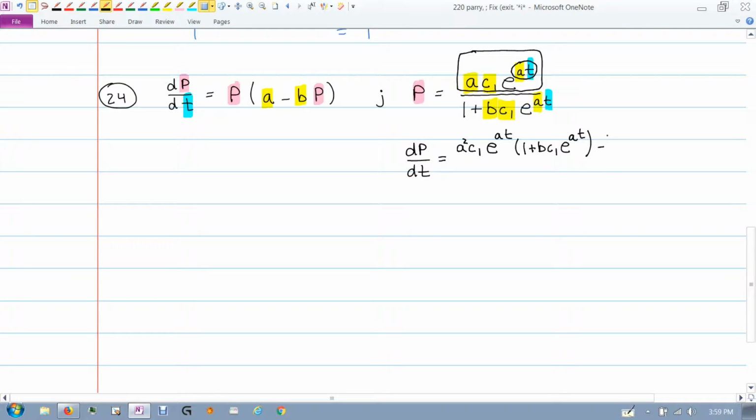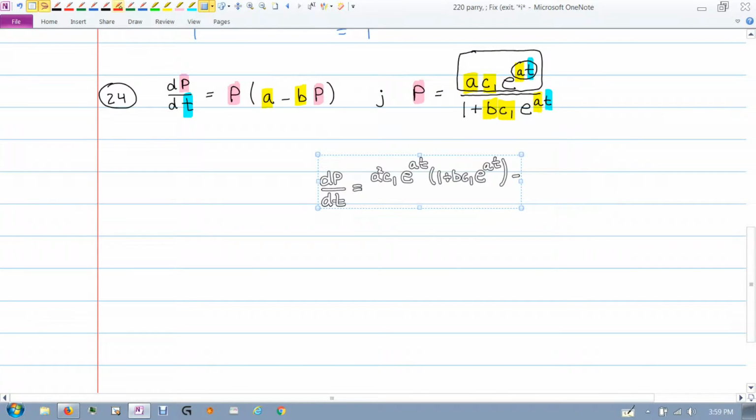And then subtract from that, and I think I'm going to run out of room. Let me just move this a little bit over here. Okay. Minus the derivative of the bottom. So I've got two terms here with the plus between them. Derivative of 1 is 0. So the derivative of the rest of it is, I'm going to have b c sub 1 comes for the ride. Derivative of e to the at is itself, but then the a pops out. So I'm going to put that a in front of the b. a b c sub 1 e to the at. That's derivative of the bottom.